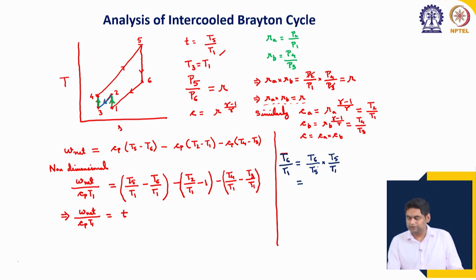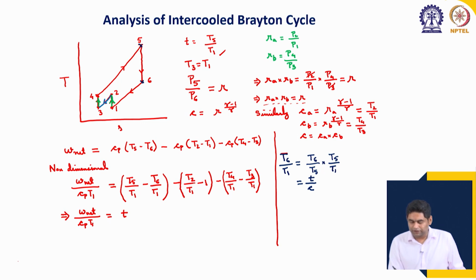What is T6 by T5? T5 by T6 we know is equal to r to the power gamma minus 1 by gamma. So, T6 by T5 is 1 by r to the power gamma minus 1 by gamma, which is 1 by C. So, in total then this becomes t by C. So, t minus t by C we will write here later.